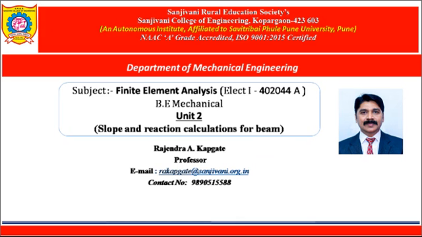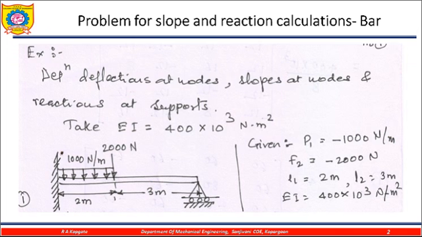for a beam. So let us take the first problem. Determine the deflection at the nodes, the slope at the nodes, and the reaction at the supports. This is the problem of a beam. Here we consider one beam which is fixed at one end, while at the other end there is a pivotal support or roller support. Here we could see a roller support.